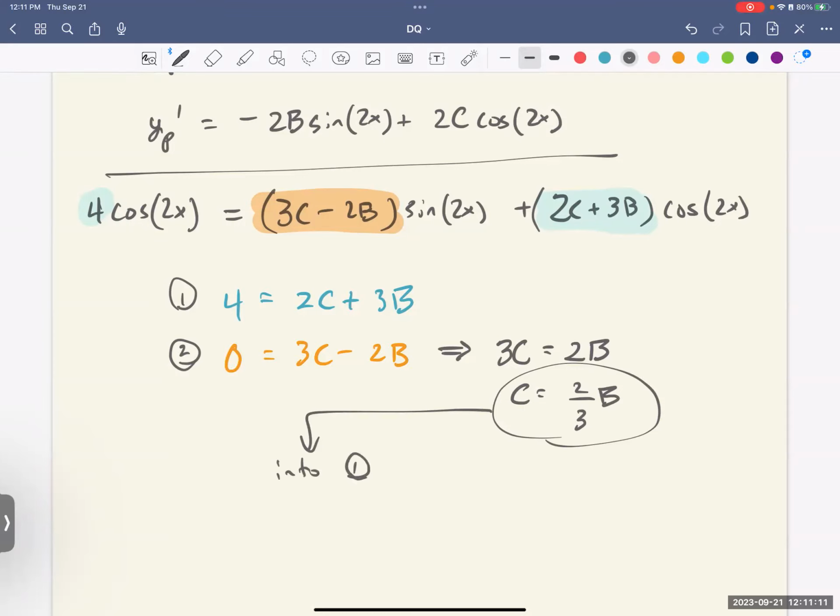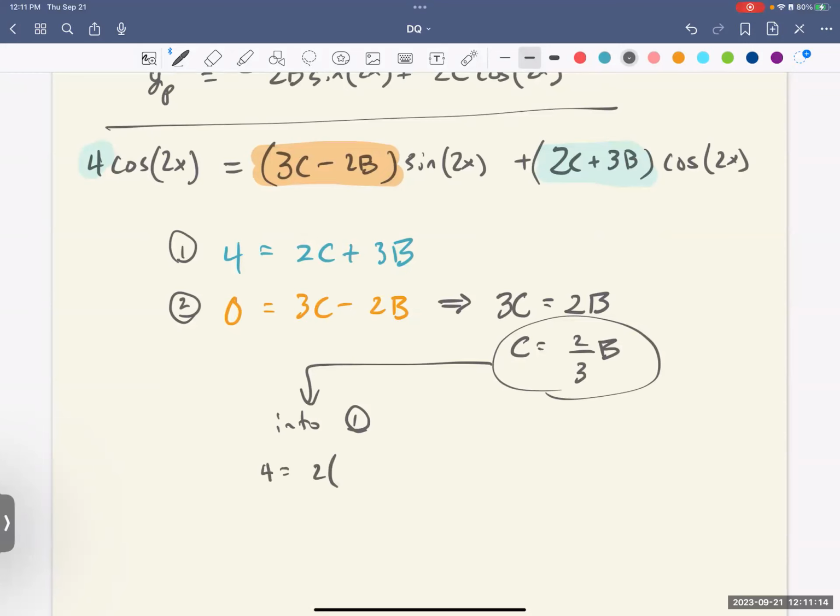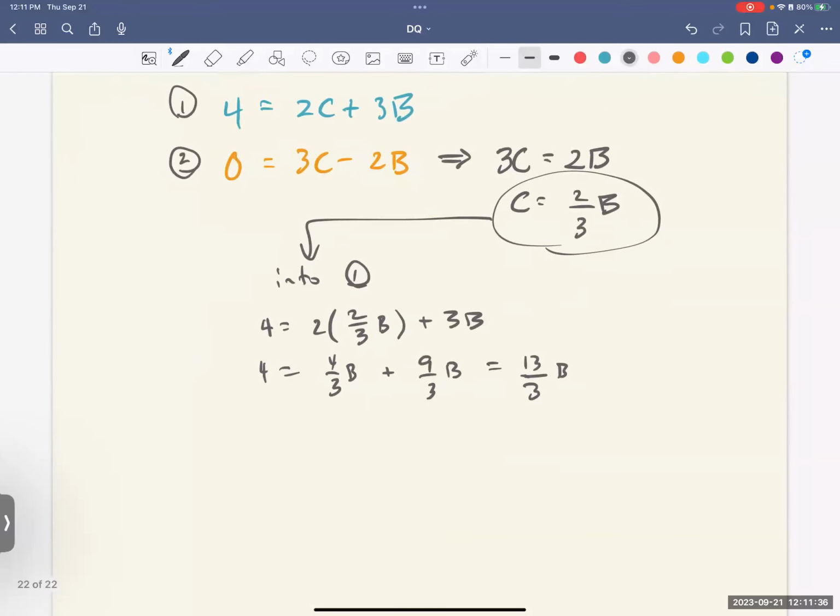Into equation 1, we would have 4 is equal to 2 times c, that's 2/3 b, plus 3b. 4 is 4/3 b plus 9/3 b. That's 13/3 b. And now we can solve for b. b is going to be 3 times 4 over 13. b is 12/13.